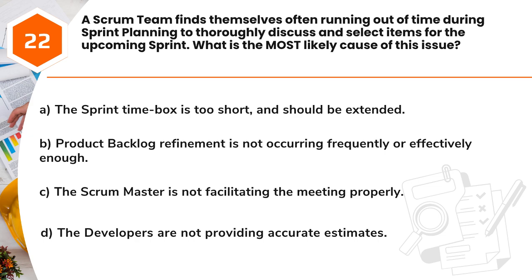Question 22. A Scrum team finds themselves often running out of time during sprint planning to thoroughly discuss and select items for the upcoming sprint. What is the most likely cause of this issue? A. The sprint time box is too short, and should be extended. B. Product backlog refinement is not occurring frequently or effectively enough. C. The Scrum Master is not facilitating the meeting properly. D. The developers are not providing accurate estimates.